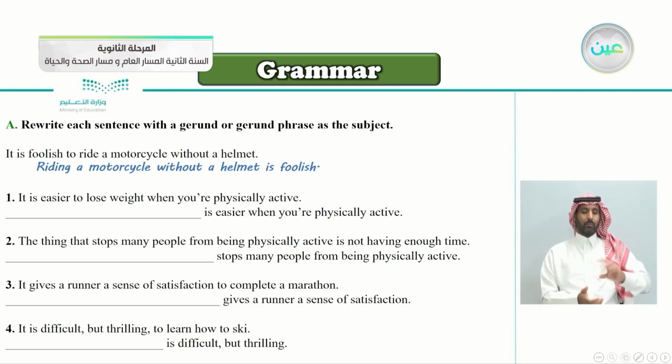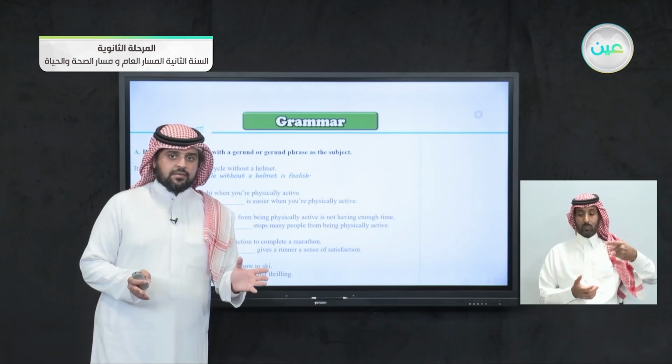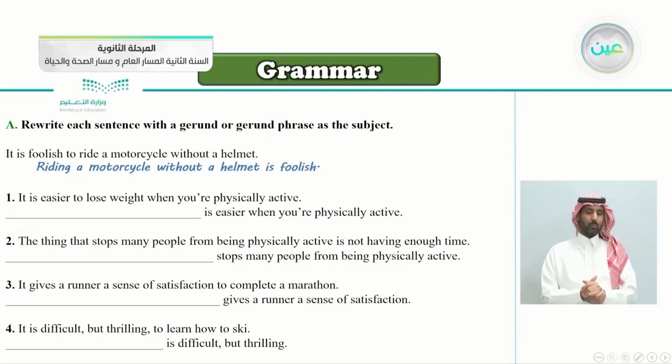Number one, it is easier to lose weight when you're physically active. Again, it is easier to lose weight when you're physically active. And the answer, you have to write something here and complete it with "is easier when you're physically active." So what's the correct gerund to write here? So let's see the answer here together. Losing weight. So it's "Losing weight is easier when you're physically active," and that's correct.